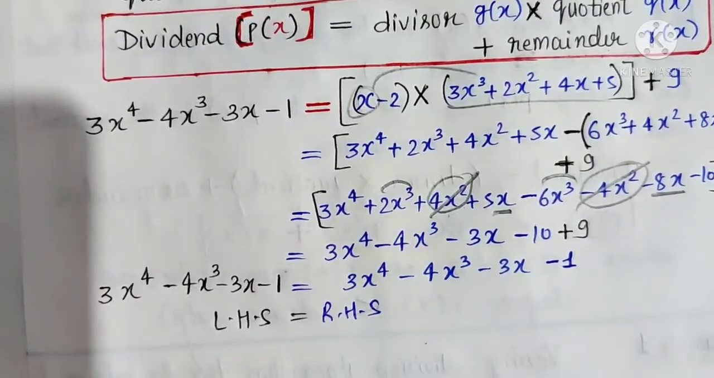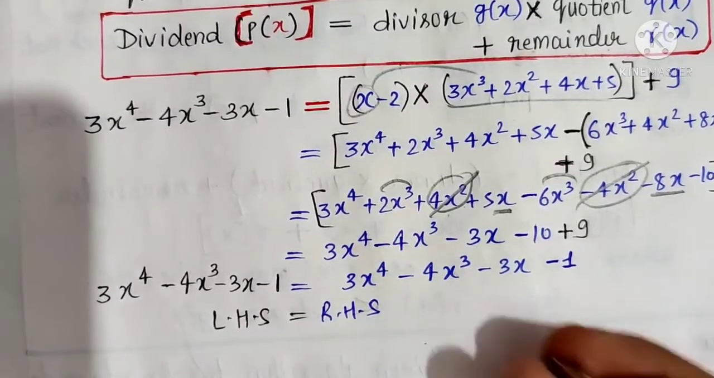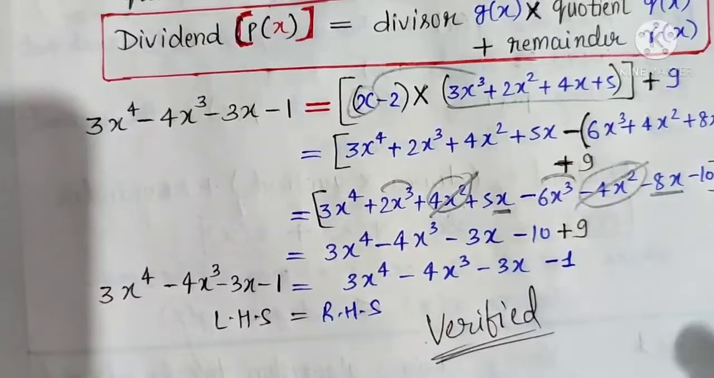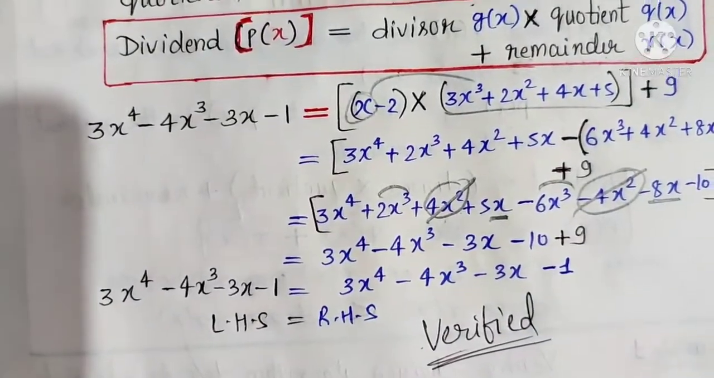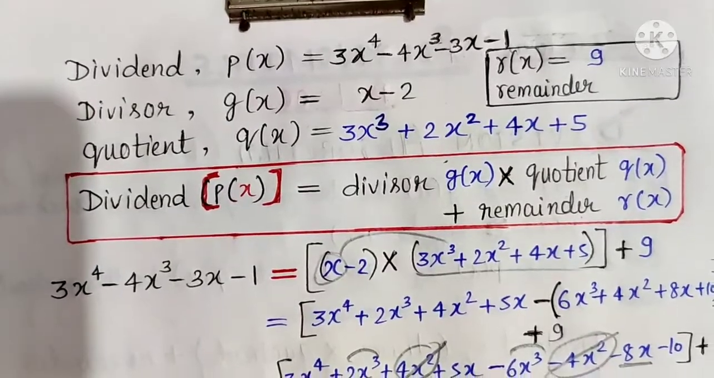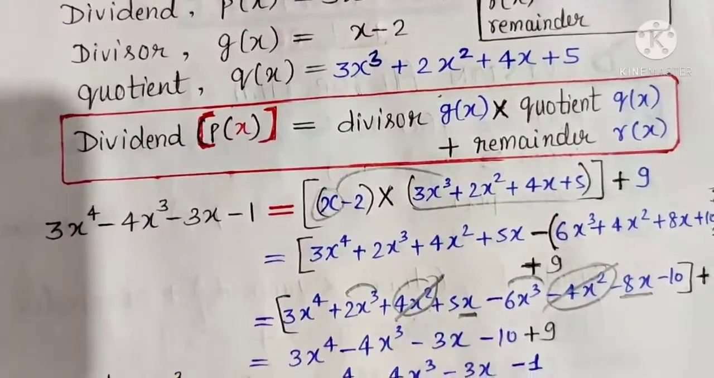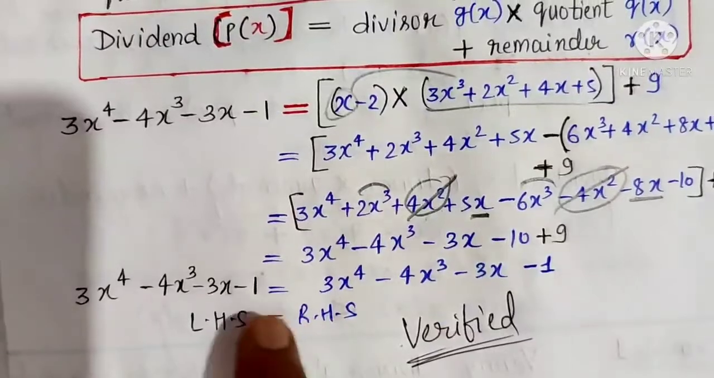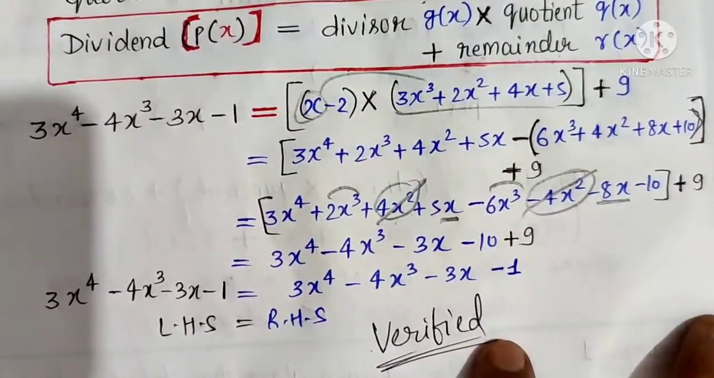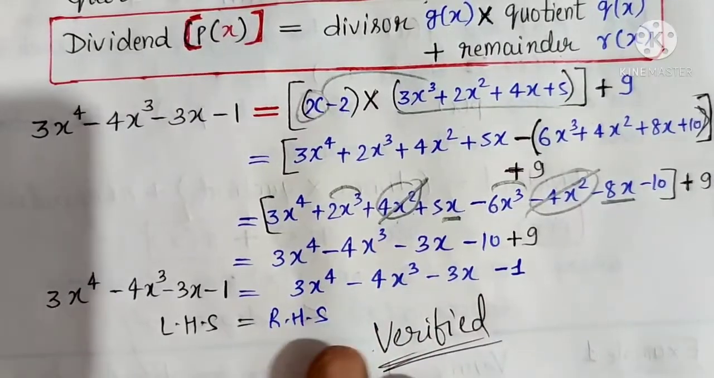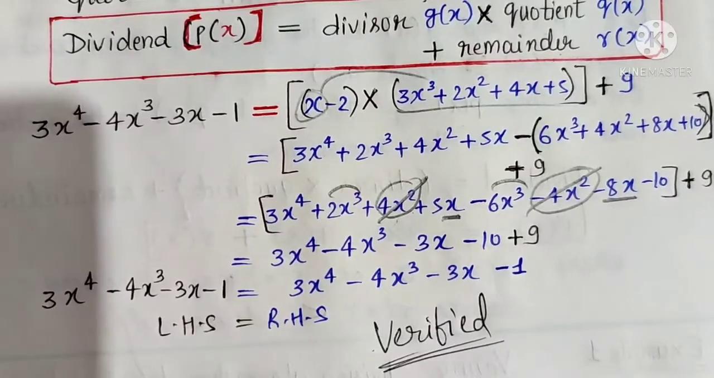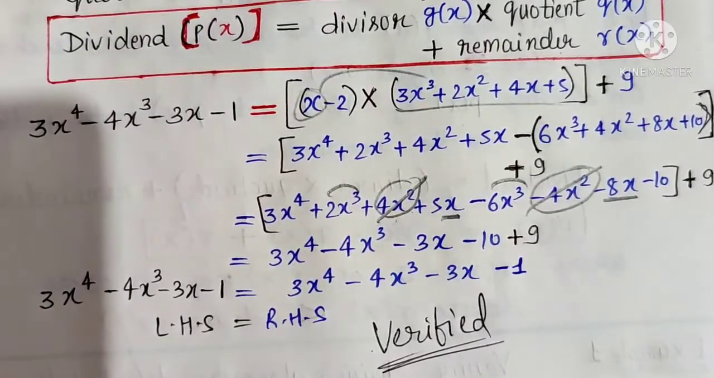In this way we can say we have verified the answer. So in this way we have verified our division algorithm. It means the division we did earlier was correct. If they are not coming equal, then we have made some mistake and we have to correct it again. I hope it is clear to you because I have taken a normal, slow speed so that you can understand clearly.